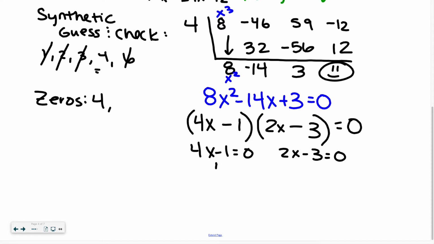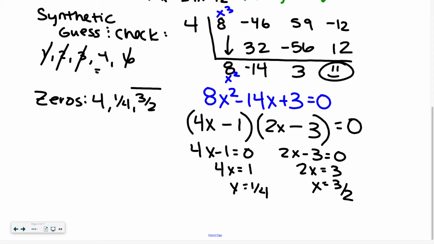I could set my two factors equal to 0. That would be 4x equals 1, so x equals 1/4. 2x equals 3, so x equals 3/2. So I can add those to my list, 1/4 and 3/2. I have 3 zeros. It was a cubic function, so I got them all, right?